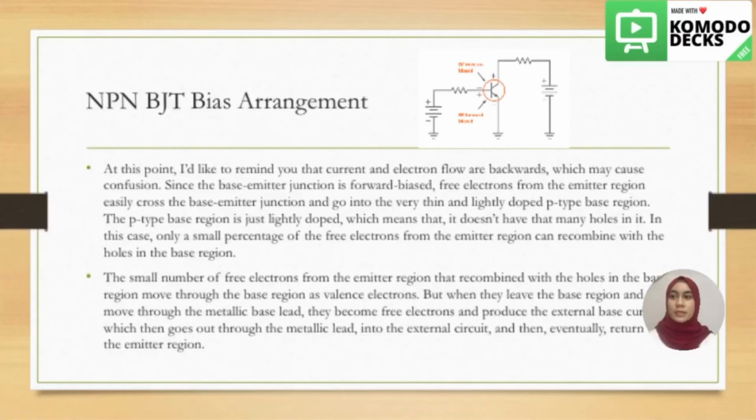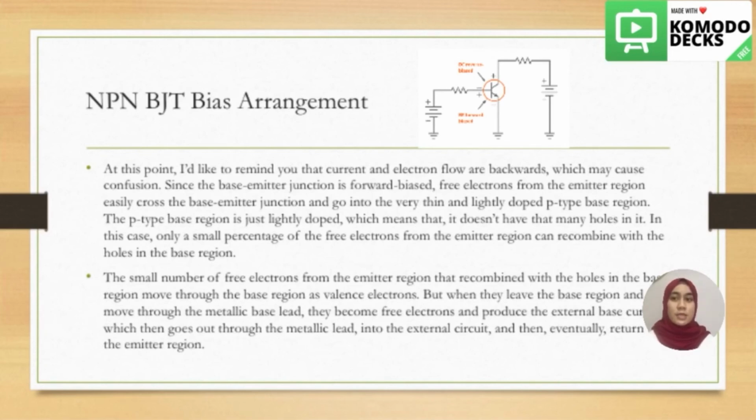Okay, this is an NPN BJT bias arrangement. At this point, note that current and electron flow are backwards, which may cause confusion. Since the base-emitter junction is forward biased, free electrons from the emitter region easily cross the base-emitter junction and go into the very thin and lightly doped P-type base region. The P-type base region is just lightly doped, which means that it doesn't have that many holes in it.